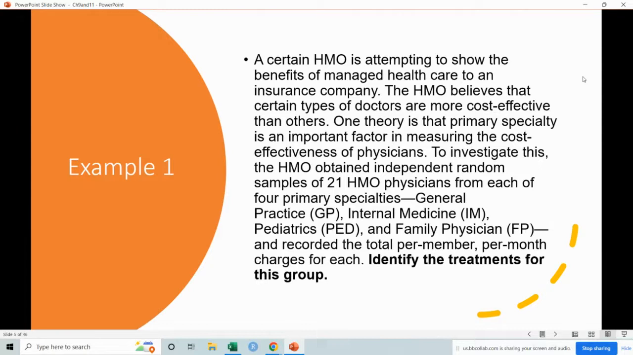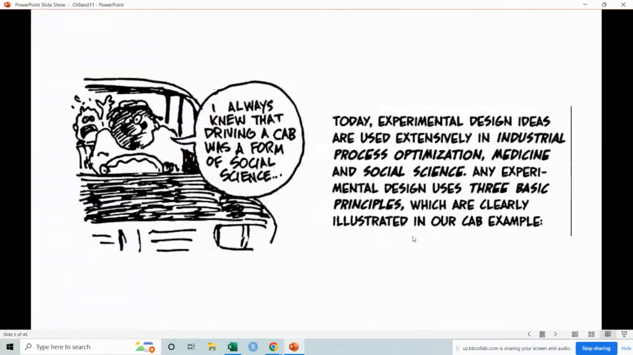The 4 treatments are the different specialties. So it would be the general practice, internal medicine, pediatrics, and family physician are the 4 treatment groups that we're trying to compare and gather more information about so we can understand, is there any real difference between them? It's going to lead us to a special kind of test that looks at different groups and compares them, seeing if that difference is statistically significant.